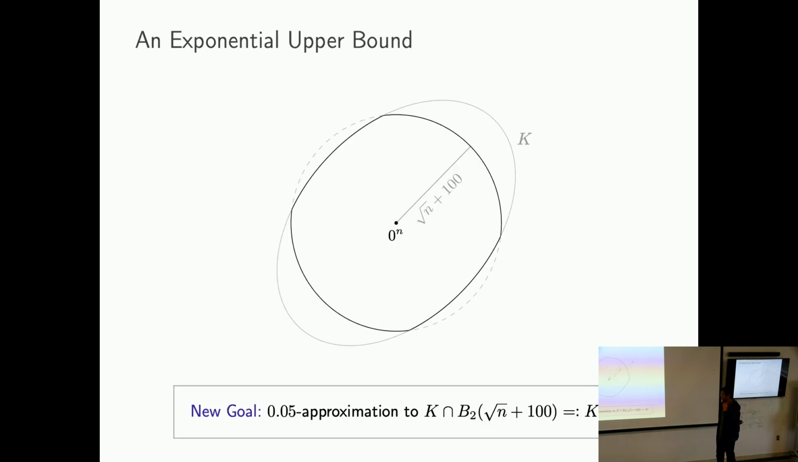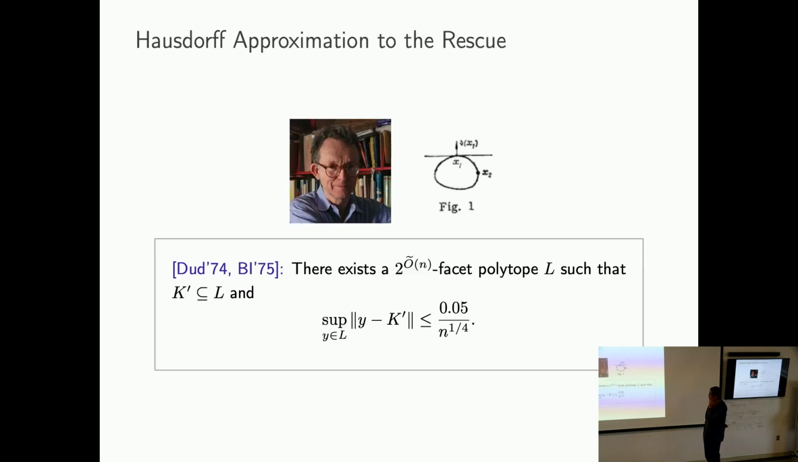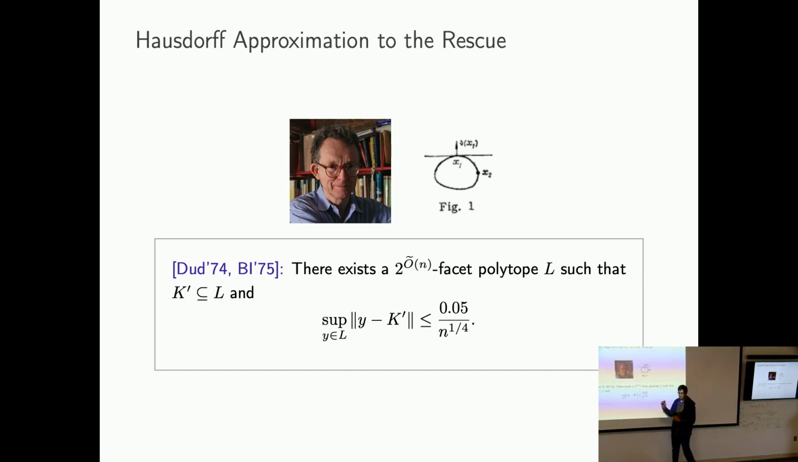So since the goal is to get a 0.05 approximation to this new set K prime, we can use an off-the-shelf result from the 70s due to Dudley as well as Bronstein and Ivanov, which tells you that there is an exponential facet polytope which approximates the set K prime under this distance metric, which is just the following. It tells you that the maximum distance of your approximating set L to a point in K prime is going to be 1 over n to the 1/4.